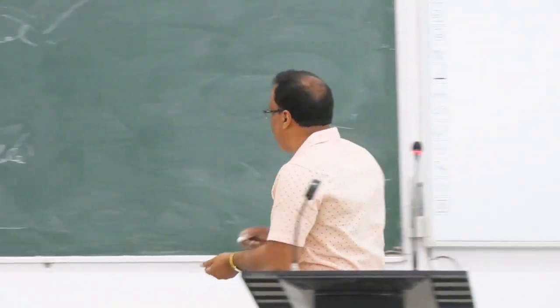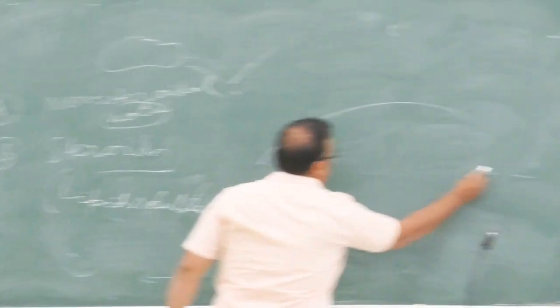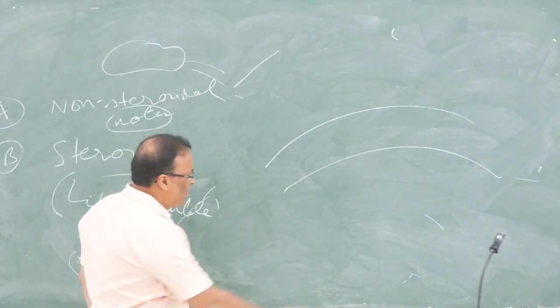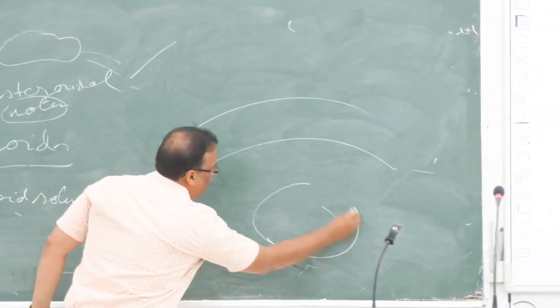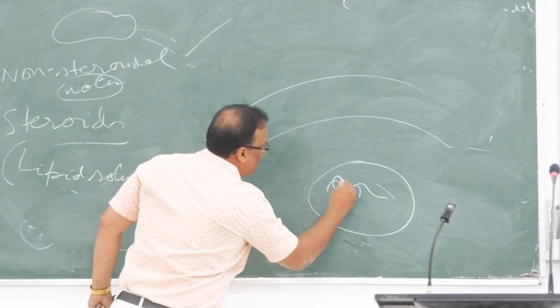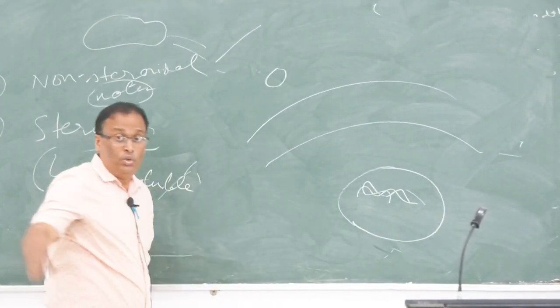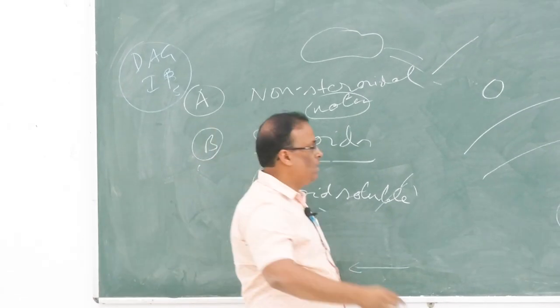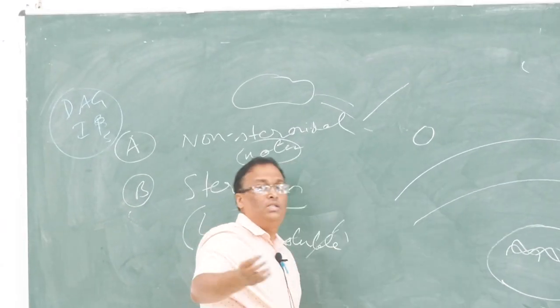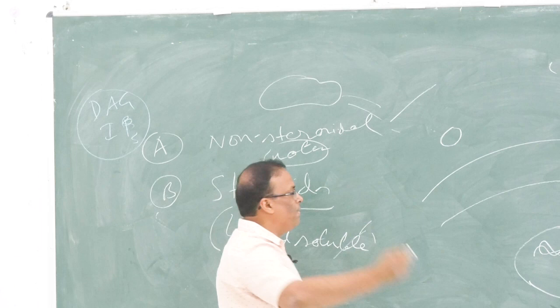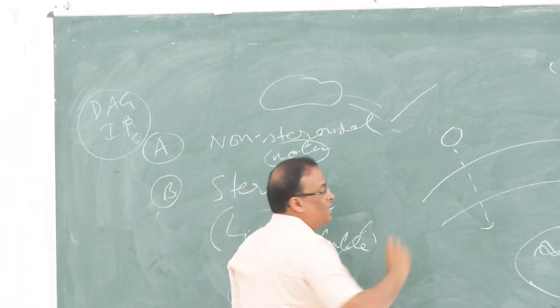So now the steroidal hormone. There is a membrane. Suppose this is the nucleus, and this is the DNA. Okay. Now suppose this is a steroid hormone. Suppose it's estrogen. Suppose it's vitamin D. Suppose it's thyroxine. Whatever it may be, it will come in because it is lipid soluble.